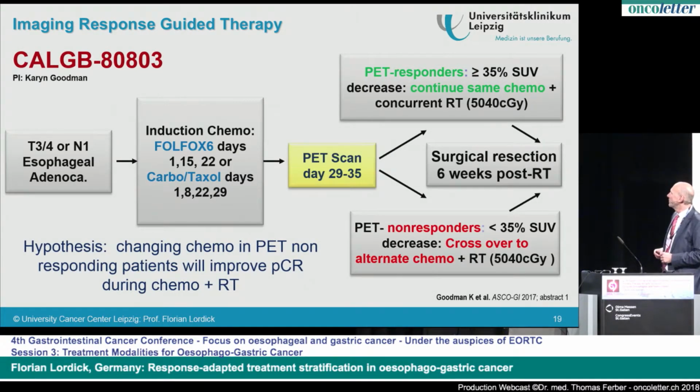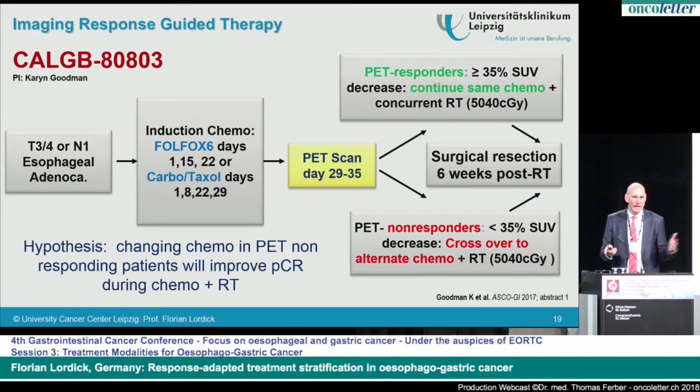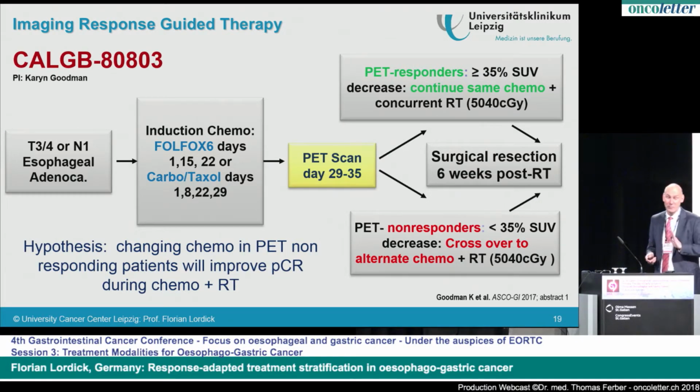This is the design of the US colleagues, CLGB 8083. They randomized between induction FOLFOX6 or carbotaxol for 6 weeks. Then they do the second PET scanning. After the PET scanning, they add radiation, and according to response, they maintain the initial chemotherapy backbone or they switch it in the non-responders. Again, this study has been shown at a previous ESCO GI meeting, but results are difficult to deal with, in my view.